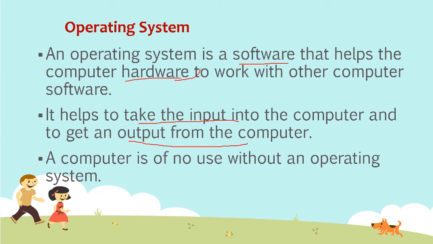You already know what input devices and output devices are, right? Can you please tell me the input devices? Keyboard and mouse are examples of input devices. And what about output devices? Monitor, printer, speaker, right? The CPU is the processing device. A computer is of no use without an operating system. This operating system takes over the control of input devices, output devices and the processing unit.